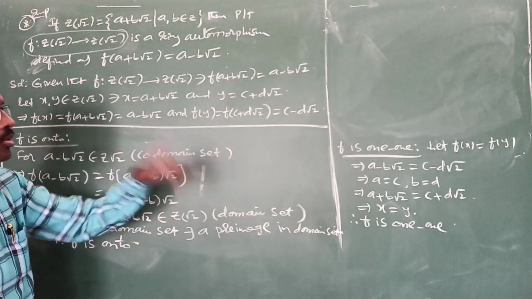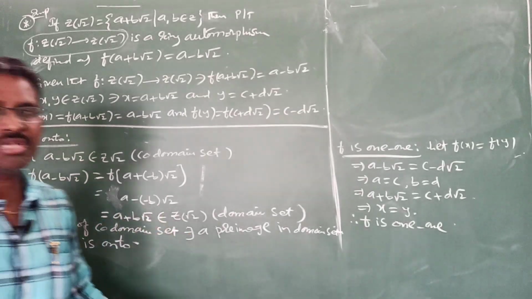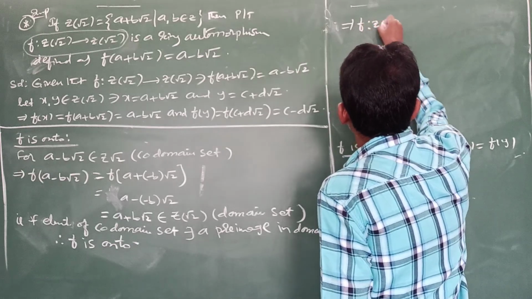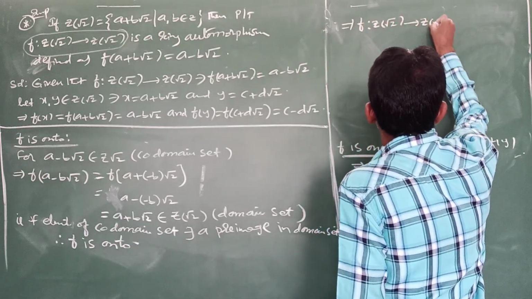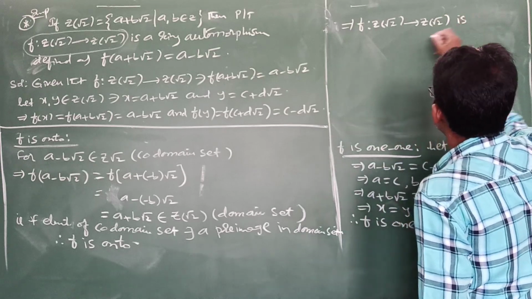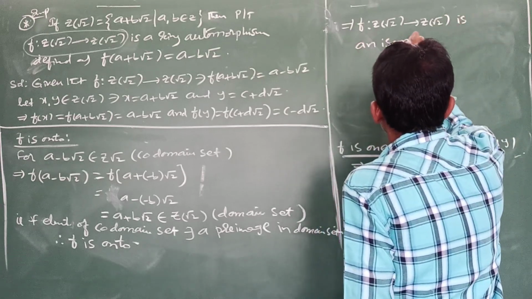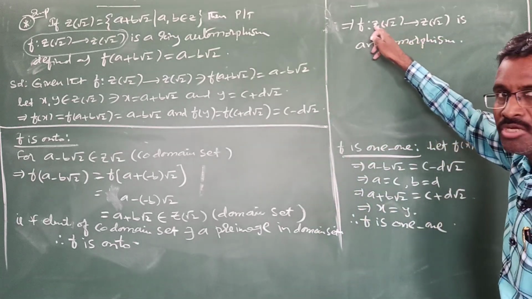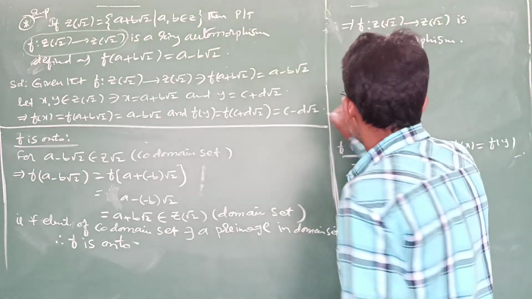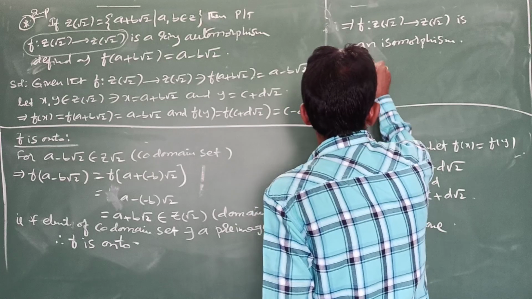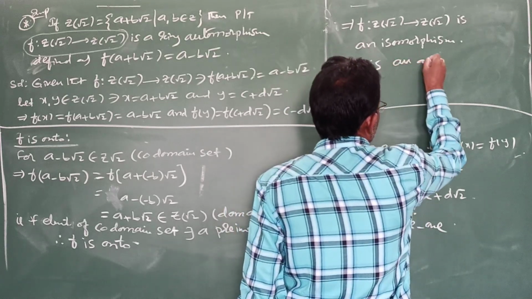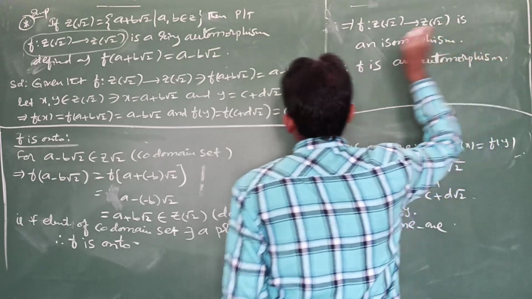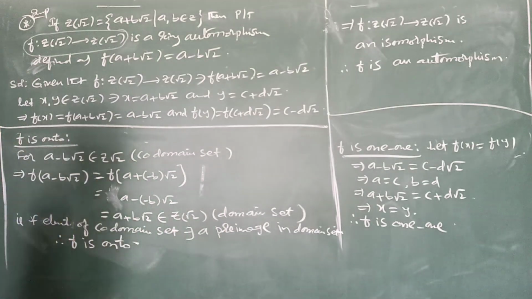We got that f is a homomorphism, 1-1 and onto. Then is it an isomorphism or not? That I am writing here. This implies f, a mapping from Z root 2 to Z root 2, is an isomorphism. Under isomorphism, if the mapping is from a set to itself, then it is an automorphism. From this, what do we conclude? Therefore, f is an automorphism. Yes, this completes your total question. Very important question, this one also, right?